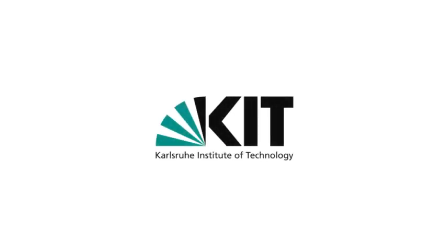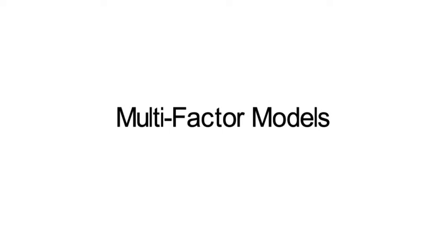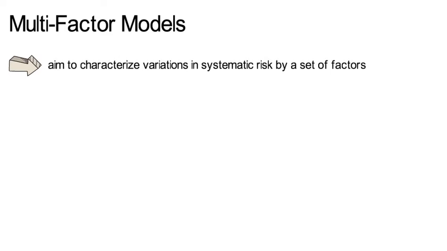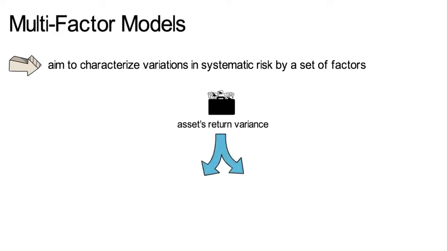Now this video provides you a short introduction into multi-factor models. So in general, factor models aim to characterize variations in systematic risk by a set of factors. Remember from the CAPM or the single index model that an asset's return variance is made up of two components, a systematic component and an asset-specific component.